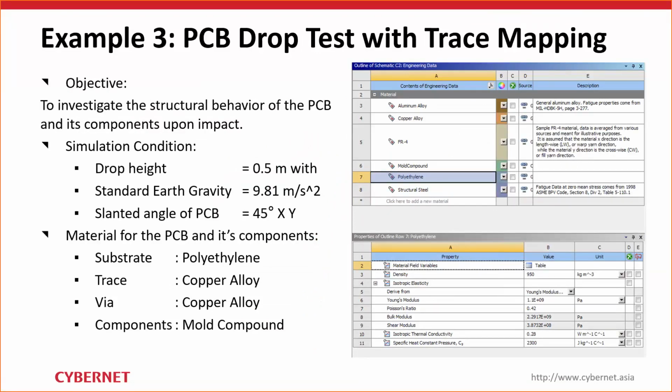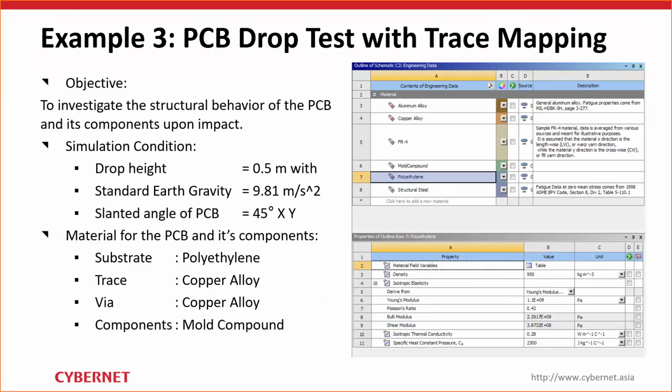These simulation conditions are as followed. As you can see on your screen, the drop height is set at 0.5 meter with standard earth gravity of 9.81 meter per second square. And then the slanted angle of the PCB is 45 degrees about X and Y axis.